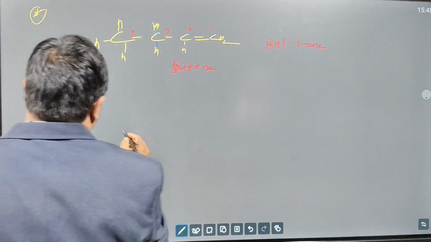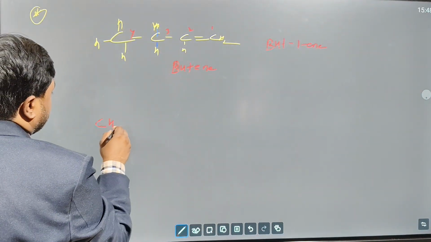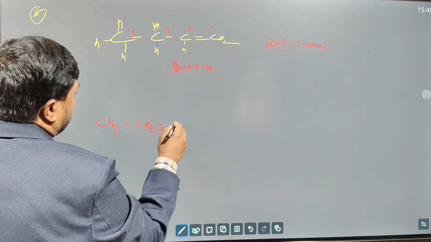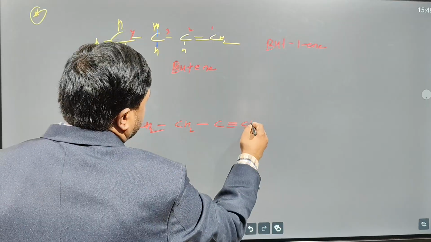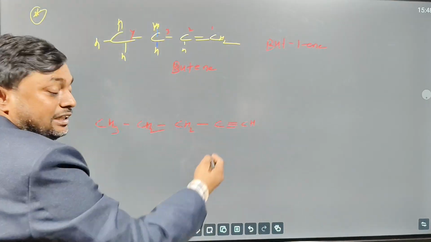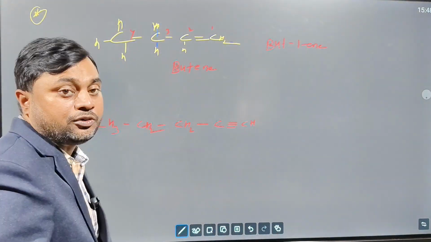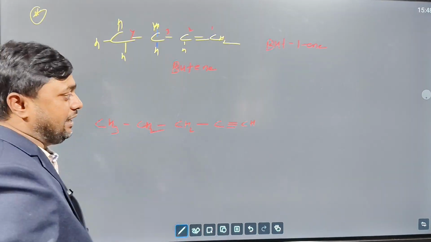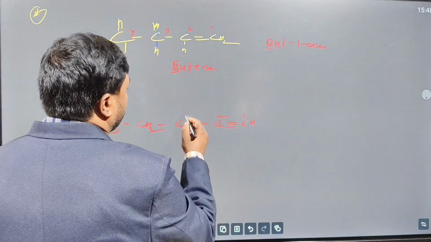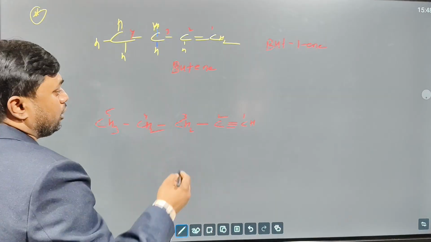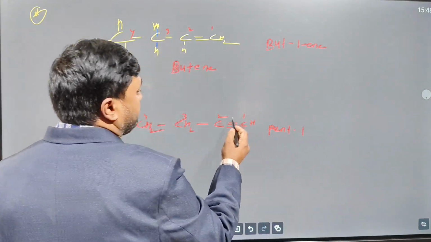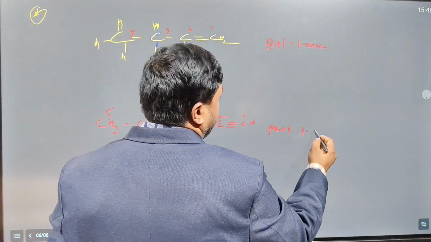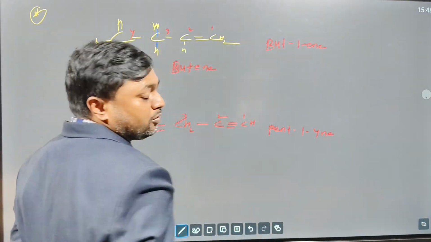Suppose they ask you to name this: CH3, CH2, CH2, C triple bond CH. Here you can see a triple bond is there. Triple bond means what suffix are we using? Yne, alkyne. Yes or no? So 1, 2, 3, 4, 5. So it is pentyne. The triple bond is between the first carbon and second carbon, so pent-1-yne. Yes or no?